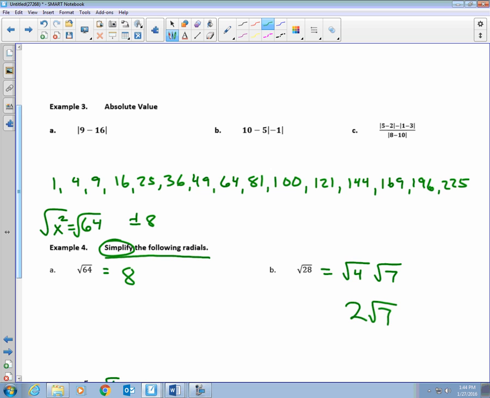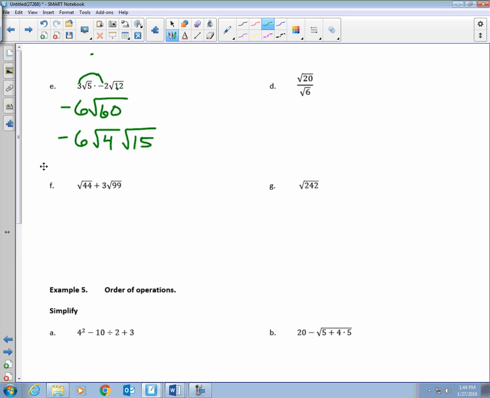Another way I know that 60 is divisible by 4? I take 60 and divide it by 2, and I get 30. I divide it by 2 again, I get 15. So that means it was divisible by 4 if it's divisible by 2 twice. Some people make factor trees. It's another way to do it. So there's ways around that. So the square root of 4 is 2, times negative 6 is going to give me negative 12 roots of 15.